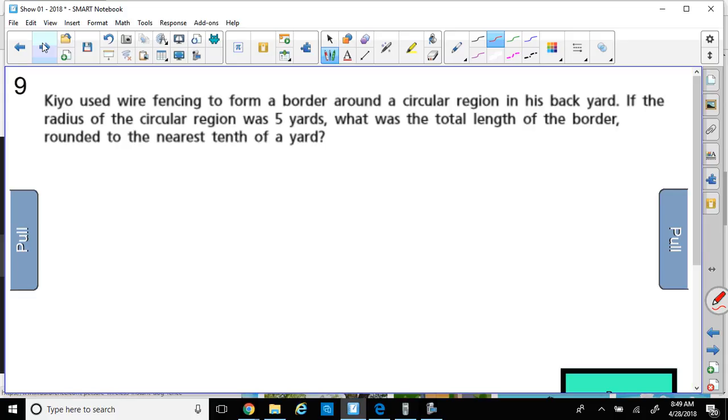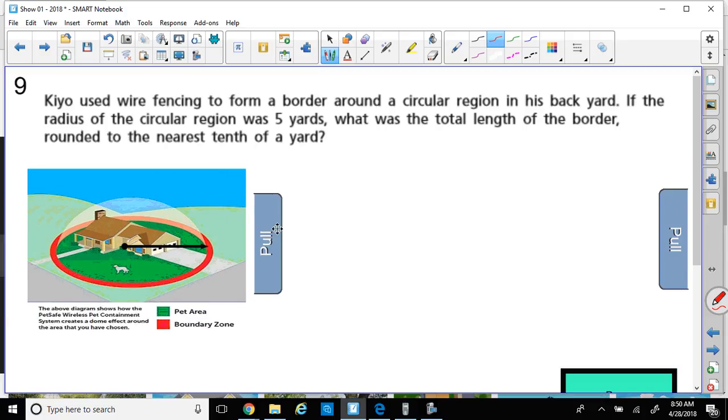All right, here's one more question. Kayo used wire fencing to form a border around a circular region in his backyard. If the radius of the center circular region was 5 yards, what was the total length of the border rounded to the nearest tenth of a yard? So I have a picture of a yard.